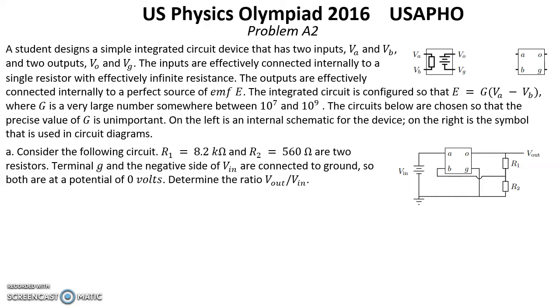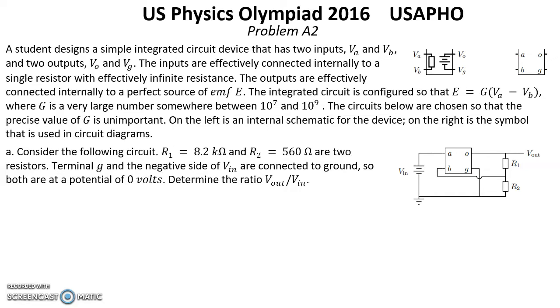Problem A2. A student designs a simple integrated circuit device that has two inputs, VA and VB, and two outputs, VO and VG. The inputs are effectively connected internally to a single resistor with effectively infinite resistance. The outputs are effectively connected internally to a perfect source of EMF E.